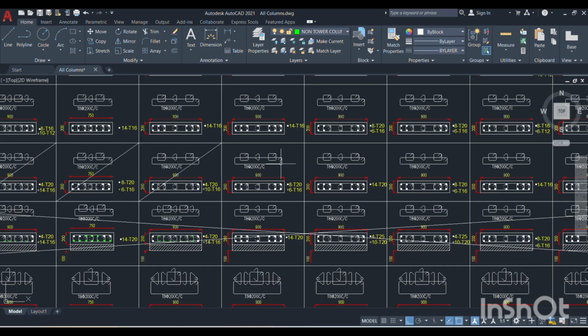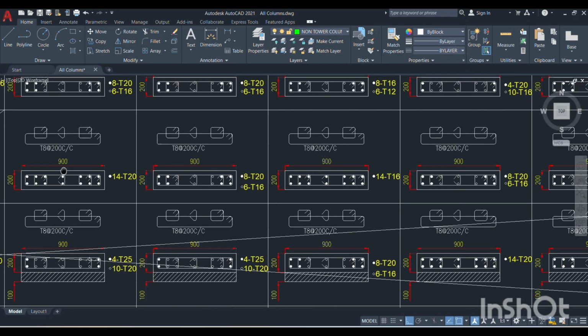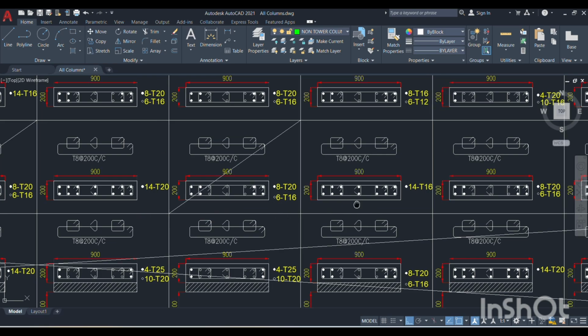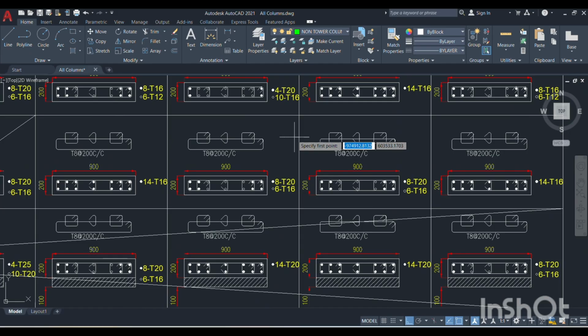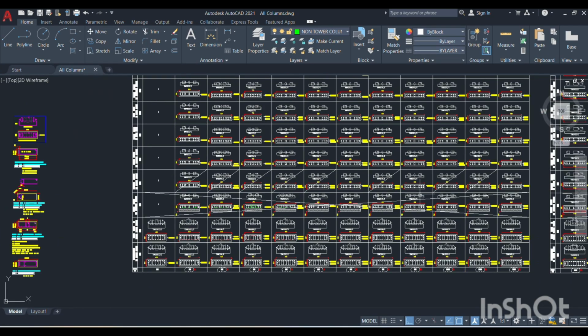Then what you have to do is cross mark these 4 columns. These 4 columns also you have to cross mark. C6 and C8, and C10 and C11. C10 comma C11. Okay, so that much only we have completed.